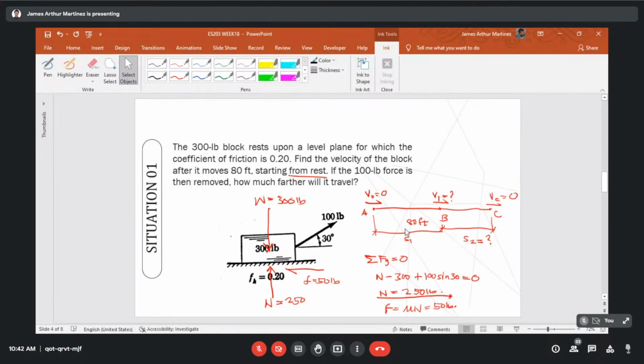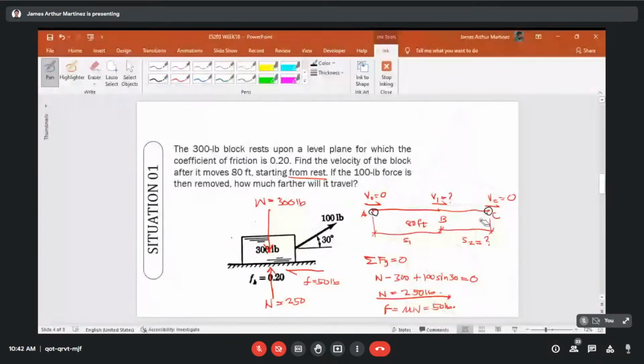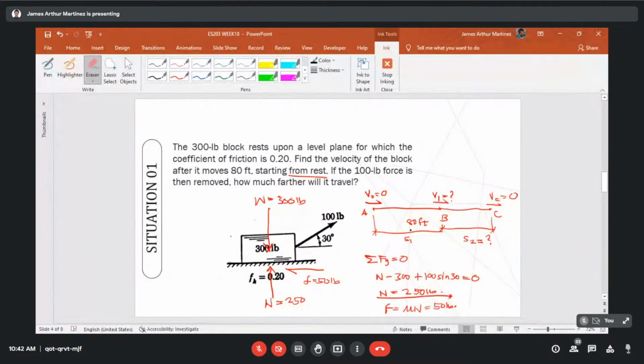Okay, now the second condition of the problem: if the 100-pound force is then removed, how much farther will it travel? So meaning, class, we will now analyze the system from point A to point C. So we have to sum up the resultant work from A to B and B to C, and also sum up the kinetic energy that exists from A to B and B to C. So that is what will happen, class.